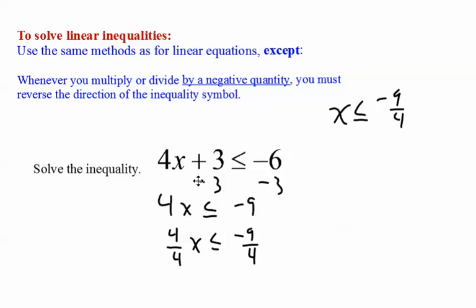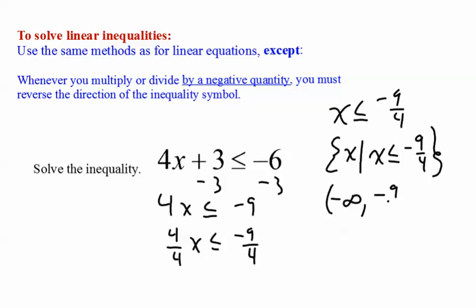Now there's a couple ways you can write this. You can write this as x such that x is less than or equal to negative 9 fourths. That is called set builder notation. You could write it as interval notation and just say that it goes from negative infinity all the way to negative 9 fourths.